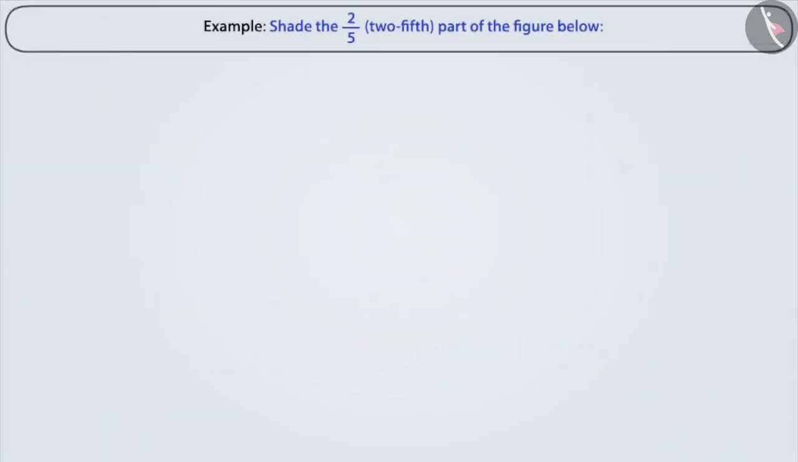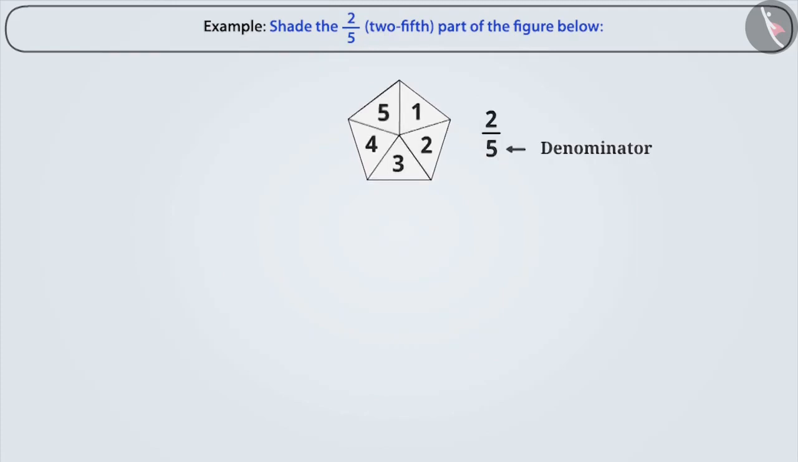Example 2. Shade the 2/5 part of the figure below. In this example, we have to shade 2/5 part. In the fraction 2 by 5, the denominator is 5. It represents that the given thing should be divided into 5 equal parts.